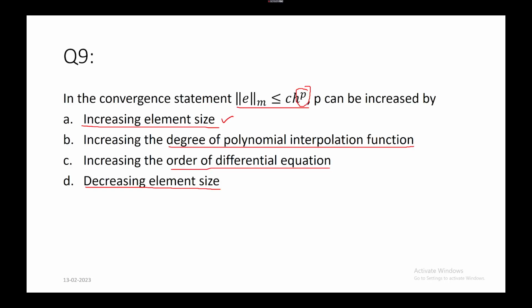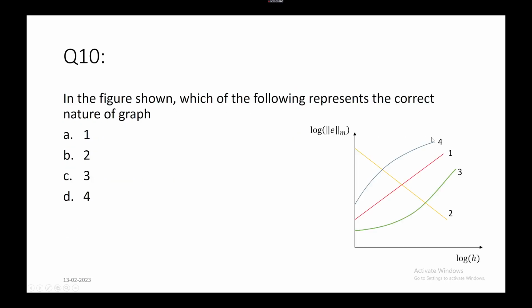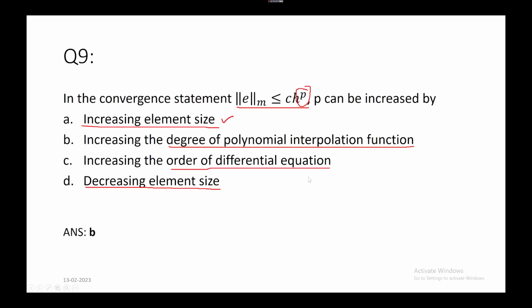Okay, so we'll see the answer now. Actually, the answer is B: increasing the degree of polynomial interpolation function. So why is it B? We'll see. Can anybody say what P is? P stands for what in this expression?